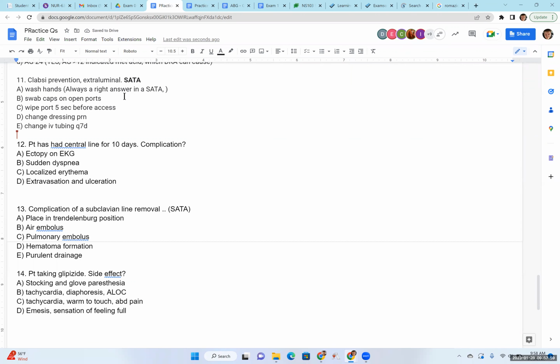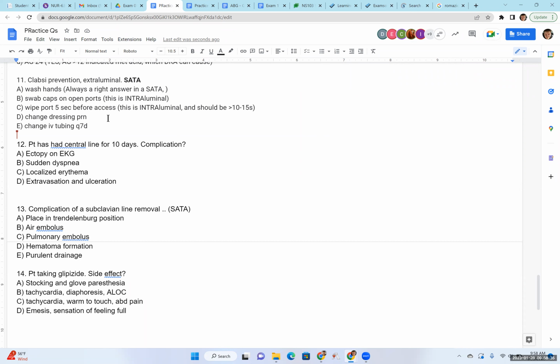All right, swab caps and open ports. That's intraluminal, right? Wipe port 5 seconds before accessing. This is intraluminal and should be greater than 15 seconds, right? So this question could easily be asking intraluminal, and then B and C would be right? Or actually B would only be right, because C is 5 seconds. That'd be incorrect, right? So it's like true, false, plus. So that's true, but not really true.